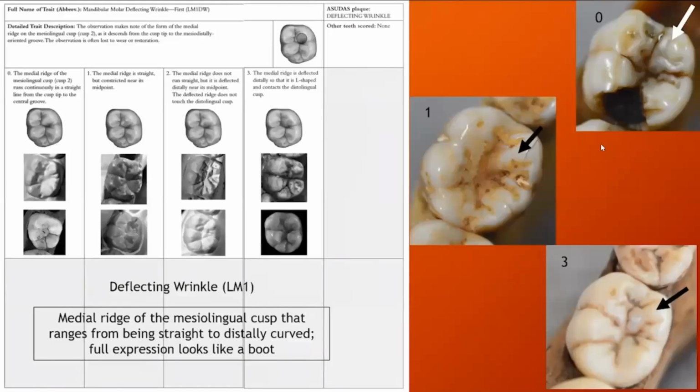And like Carabelli's trait, pretty much all groups that we've studied thus far have some frequency of this trait, but the highest frequencies tend to be in groups with Asian ancestry, including those in the Americas, while the lowest frequencies that we see globally are in European groups. So just kind of an idea of where that would fall in terms of using this trait for potential ancestry estimation.